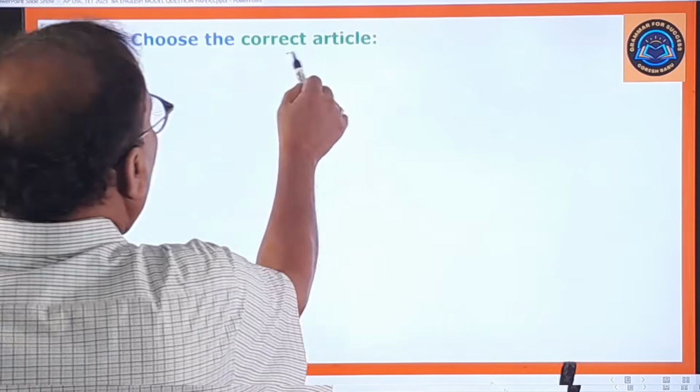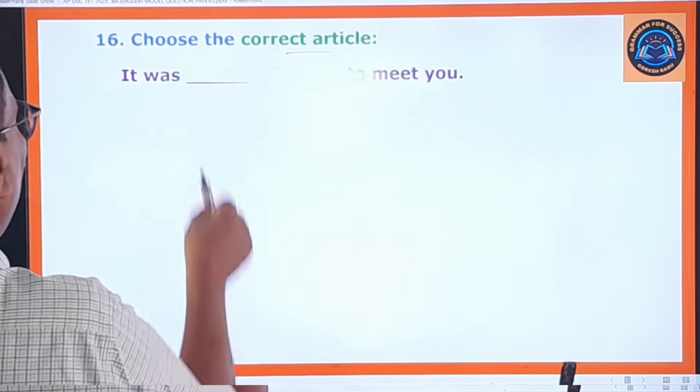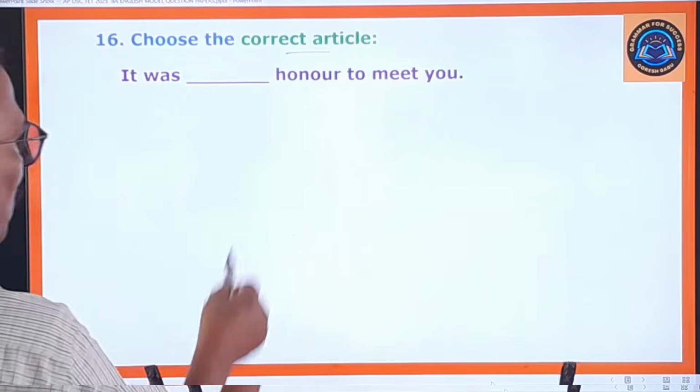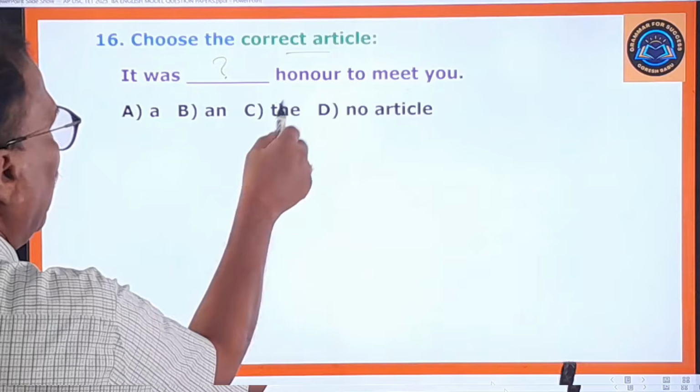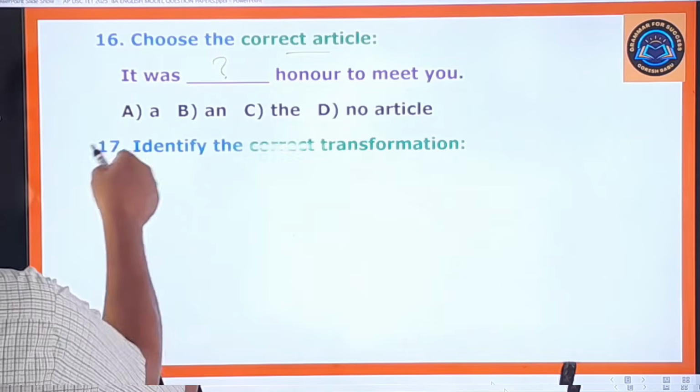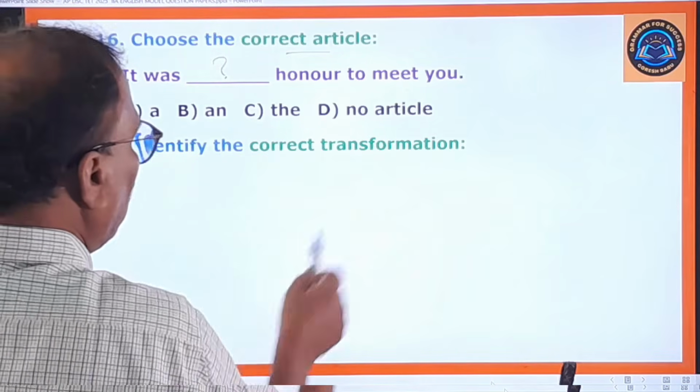16th question. Choose the correct article. Okay, and it was dash honor to meet you. So what article must be used here? A and B, no article. Right. 17th question. Identify the correct transformation.